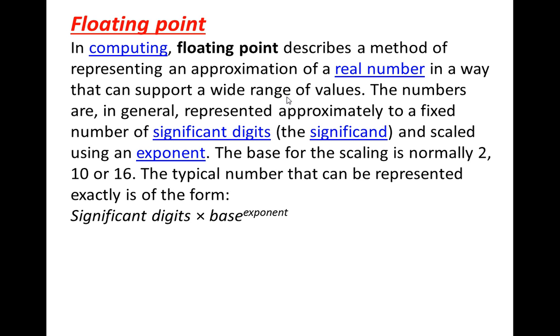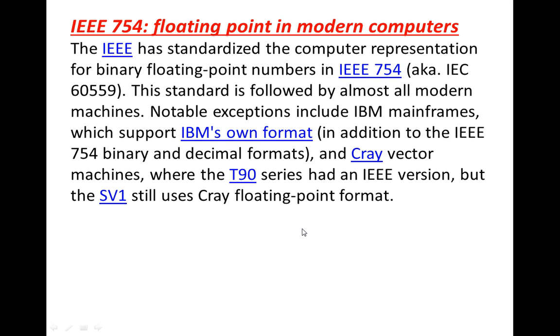It describes a method of representing an approximation of a real number in a way that can support a wide range of values. The numbers are in general represented approximately to a fixed number of significant digits. And this is the equation of the floating point number. Then we talked about the standard available for floating point numbers used in computer systems. This is the standard named IEEE 754.